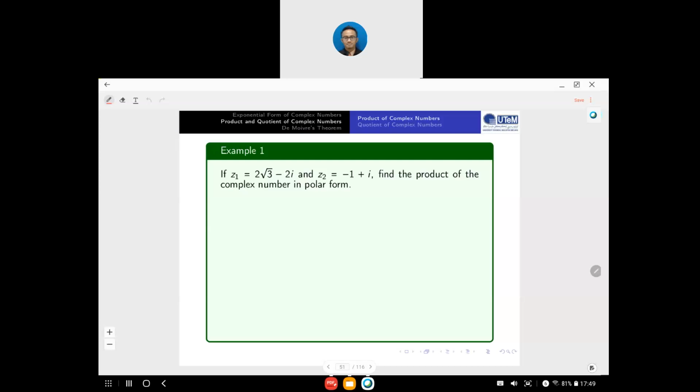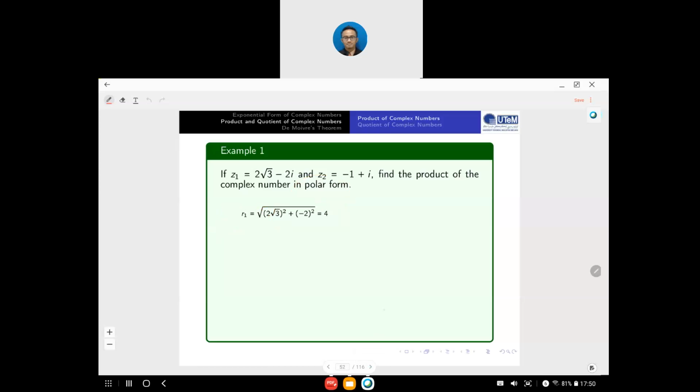If Z1 equal to 2 root 3 minus 2i and Z2 equal to negative 1 plus I, find the product of the complex numbers in polar form. So that means you want to find Z1 times Z2 in polar form. So don't do it directly as usual, because it is in terms of polar form.